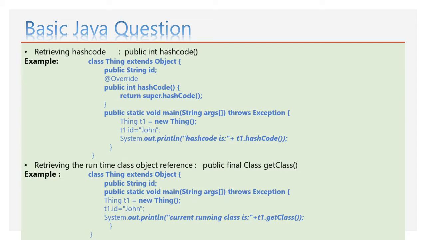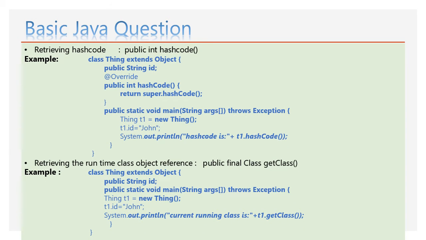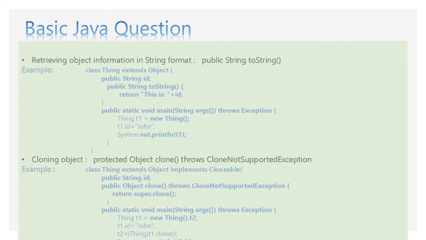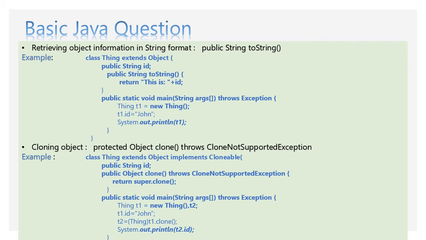Retrieving hash code. In the example, you can see we have written the hashCode method to get the hash code of every object. Retrieving the runtime class object reference. You can see we have printed the runtime class by using the getClass method. Retrieving object information in string format. You can see in the example, we have written the toString method to print object information in string format.